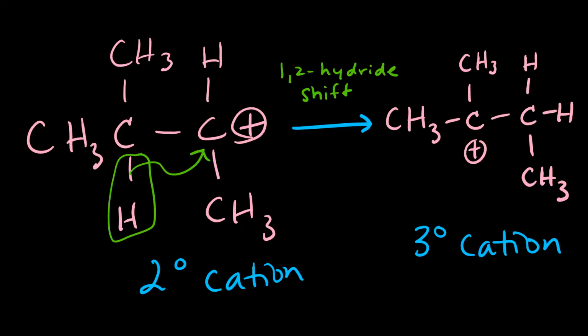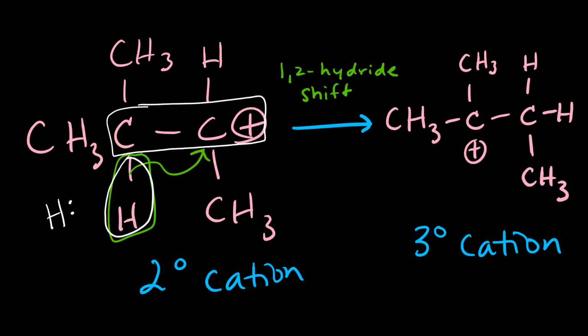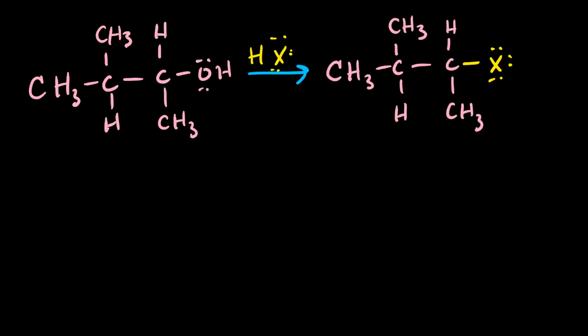This type of carbocation rearrangement is called a 1,2 hydride shift. The 1,2 comes from the positioning of the two carbons relative to one another, and the hydride comes from the fact that it's H moving its two electrons with it, so you can think of this as a hydride.